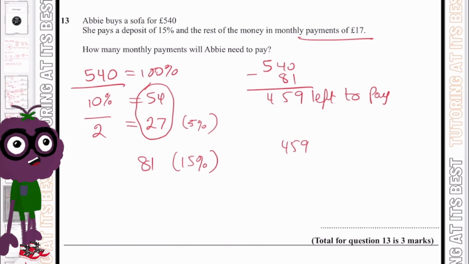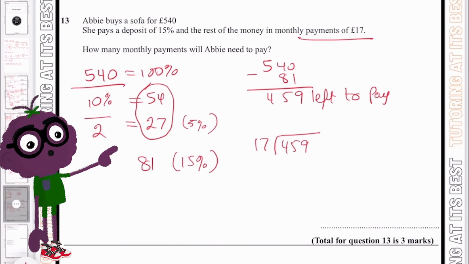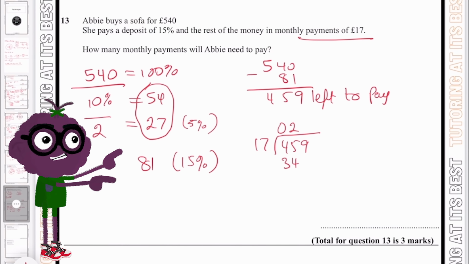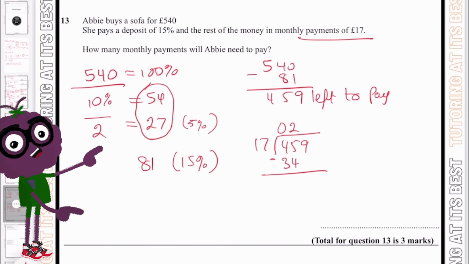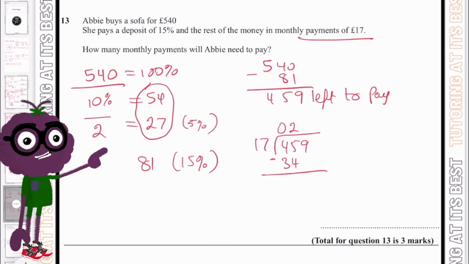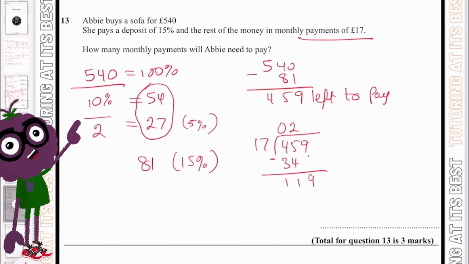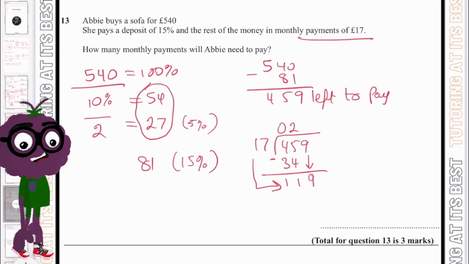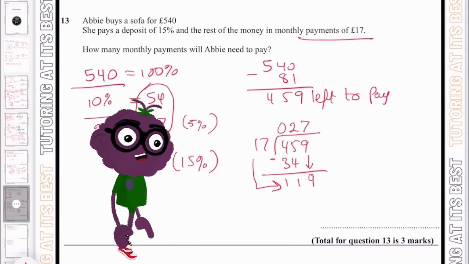So I'll take my 459 and divide this by 17. We know it doesn't go into 4, but it does go into 45 2 times. Again, 17 times 2 is 34. Let's subtract this and we'll be left with 11, followed by the 9 coming down. Then we'll see how many times 17 goes into 119, and that's 7 times.